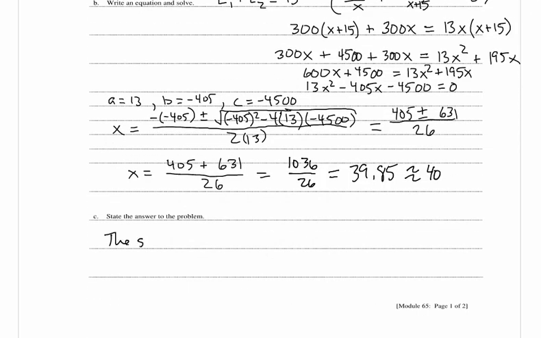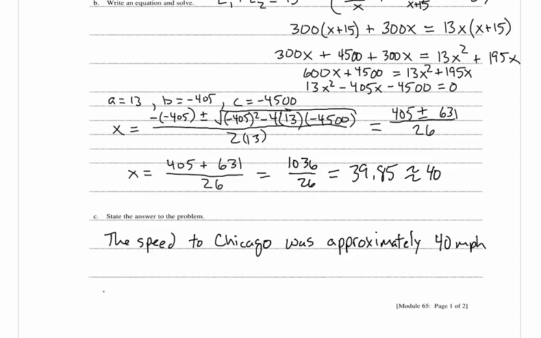So we can say that the speed to Chicago, which was represented by x, was approximately 40 miles per hour, and the return speed was about, now the return speed was represented by x plus 15, so we have 40 plus 15, or 55 miles per hour.